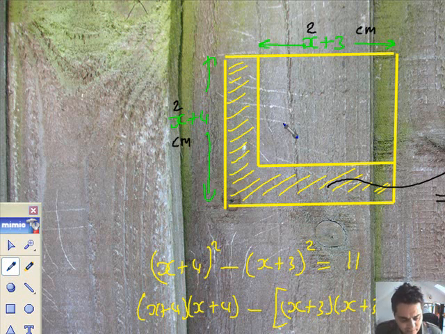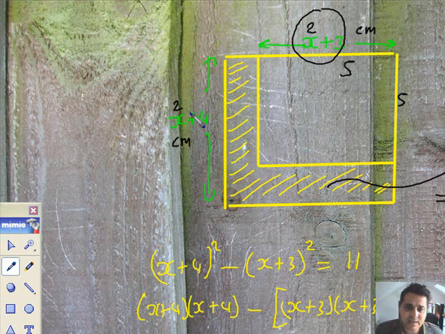The question says, form an equation for the remaining area, find the side lengths of the two squares. Well, this one's going to be 2 plus 3, which is therefore 5. That's a 5 by 5 square. This one's going to be 2 plus 4, which is 6, and that's therefore going to be a 6 by 6 centimetre square. Dead easy.